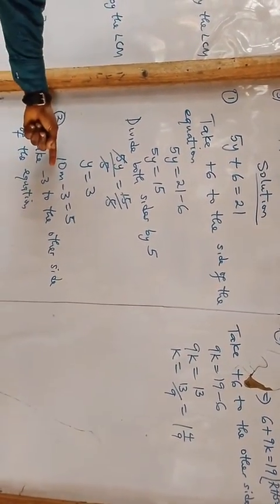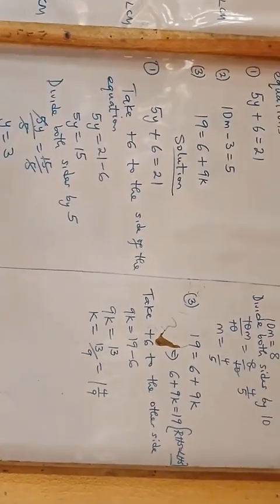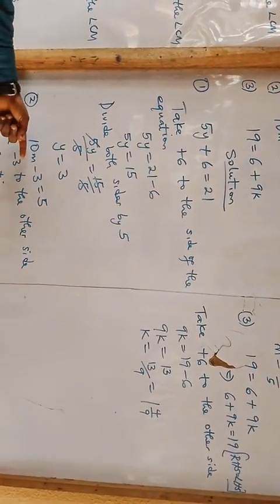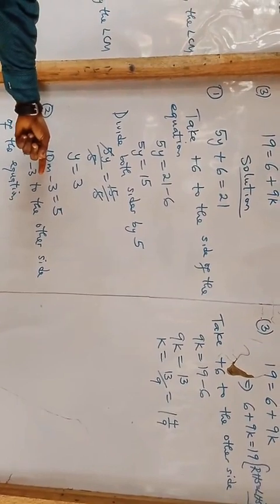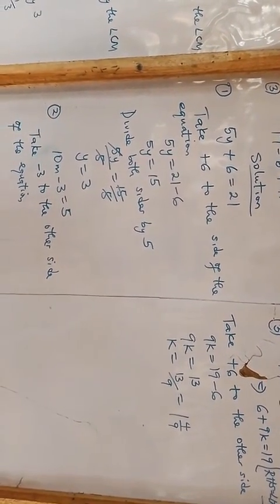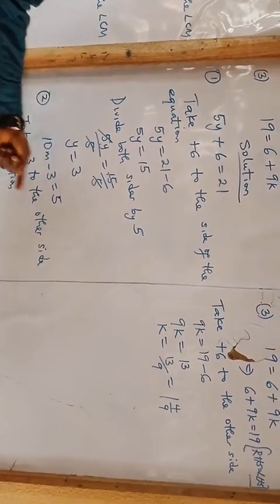And likewise, the value of my m there is 4 over 5. By the time I substitute 4 over 5 into this equation, 10 multiplied by 4 over 5 will give me 8. And 8 minus 3 will give me 5.